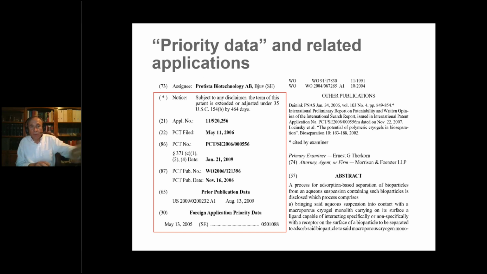So anything that came before that could be considered prior art by the patent office, but anything after that would not be likely to be considered.